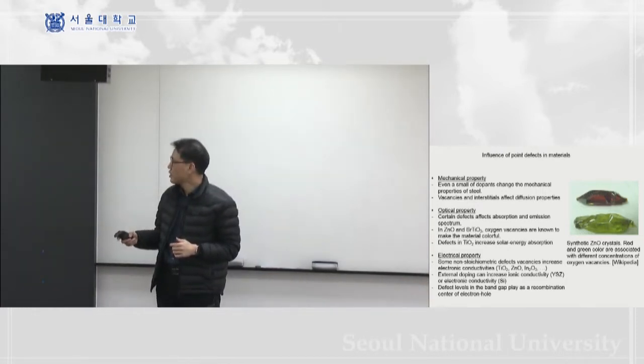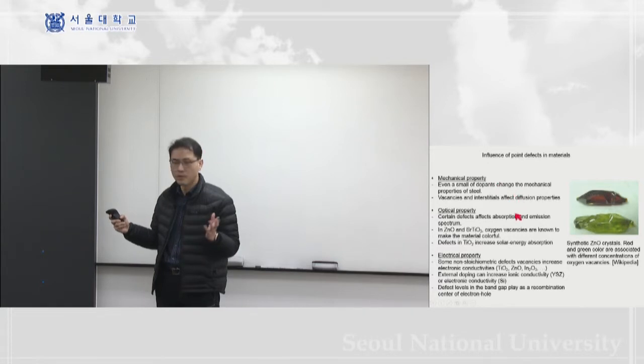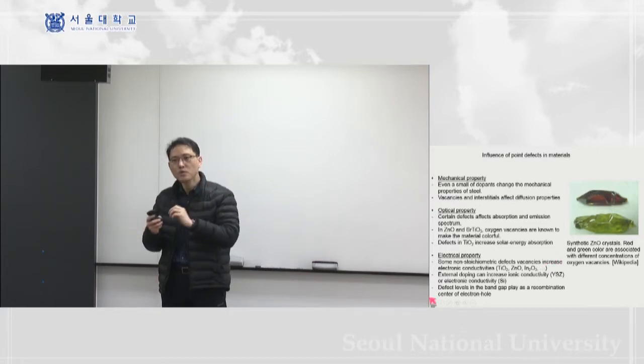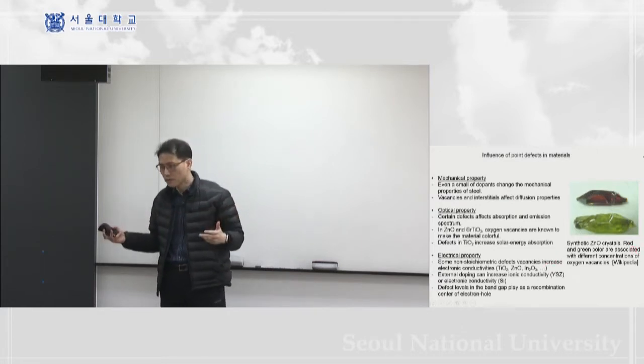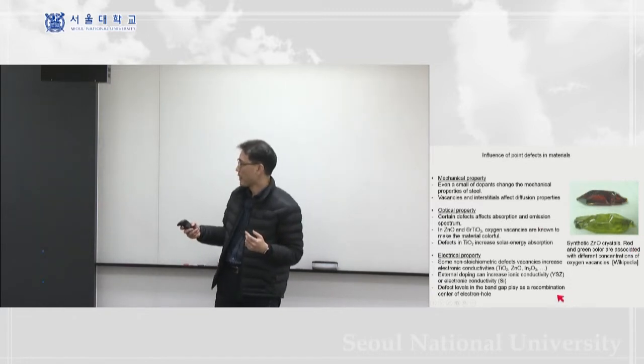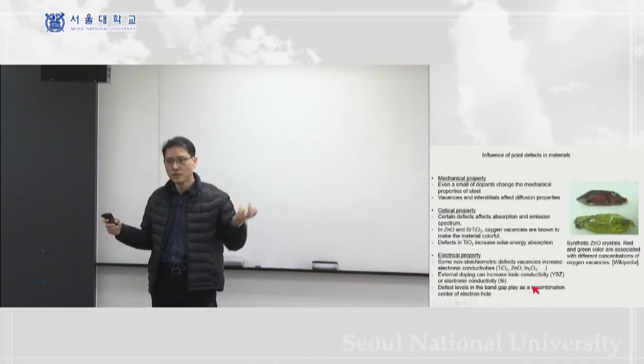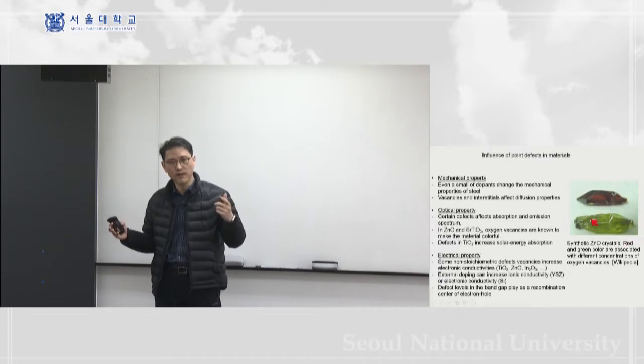For instance, in the mechanical properties, it is known that if you add a small concentration of external dopant, it changes the mechanical properties quite a lot. And it is known that those external dopants actually affect the motion of dislocations, which is critical for the mechanical properties. And also, the vacancies, as we have seen two weeks ago in the diffusion lecture, the diffusion property is affected by the vacancy.